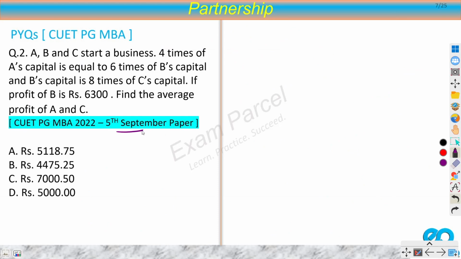This is from the 5th September paper. A, B and C start a business. 4 times A's capital is equal to 6 times B's capital, and B's capital is 8 times C's capital. If the profit of B is rupees 6,300, find the average profit of A and C.